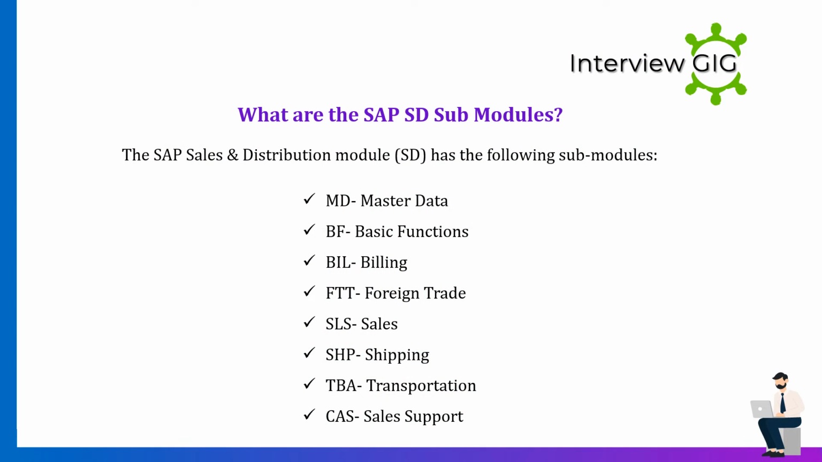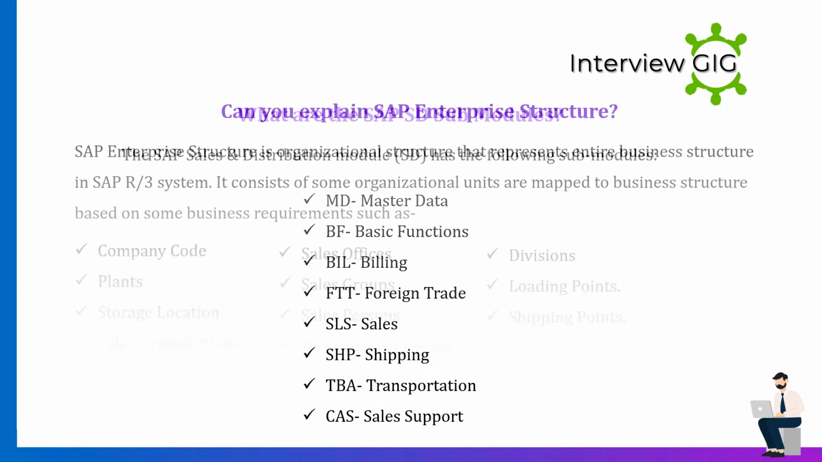What are the SAP SD submodules? The SAP Sales and Distribution module has the following submodules: MD Master Data, BF Basic Functions, Billing, FT Foreign Trade, SLS Sales, SHP Shipping and Transportation, CAS Sales Support.